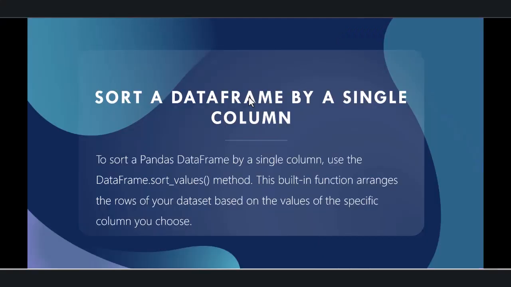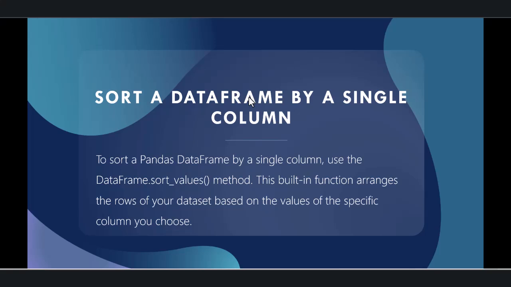Let's start with first method, that is sorting a data frame by a single column. To sort a pandas data frame by single column, use the data frame dot sort values method. This built-in function arranges the rows of your dataset based on the values of the specific column you choose. The method we will use to sort data frame by single column is data frame dot sort values method.